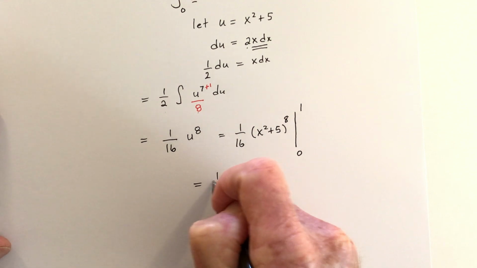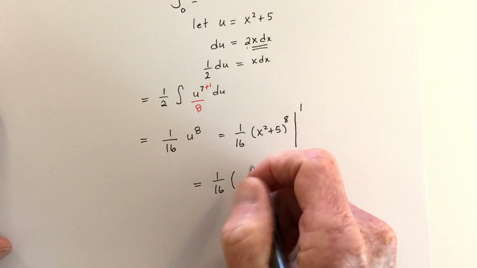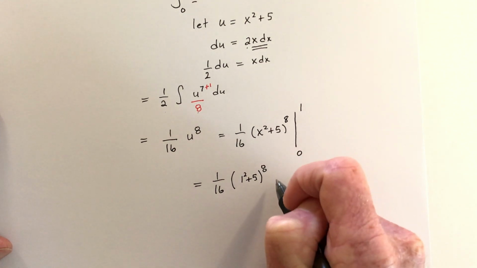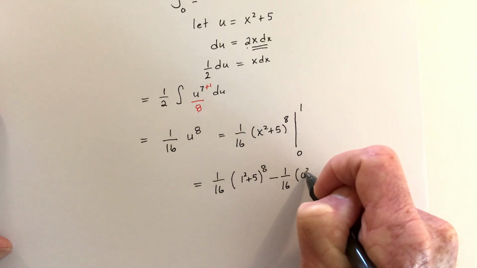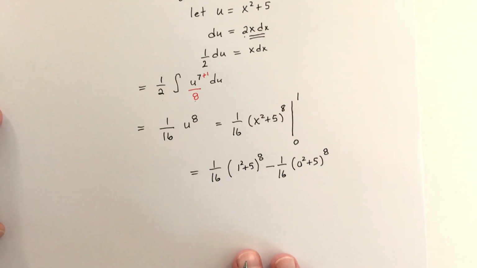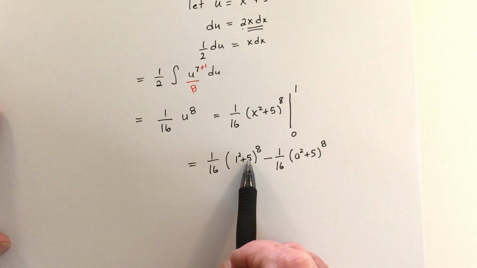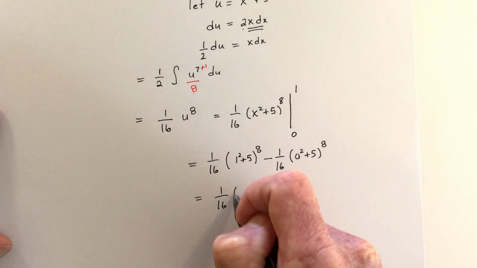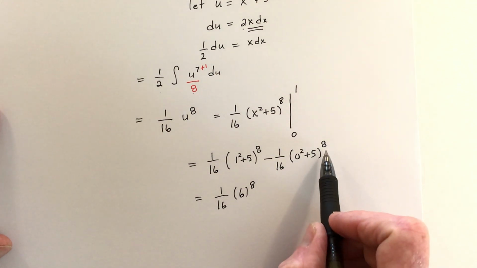So finally that is 1/16, and then substitute the 1 in there, so that means it's going to be 1 squared plus 5 to the 8th power, and then minus 1/16, and then 0 squared plus 5 to the 8th power. So I'm just going to simplify this a little bit before I use the calculator. This is a 6 raised to the 8th power. And this is a 5 raised to the 8th power.